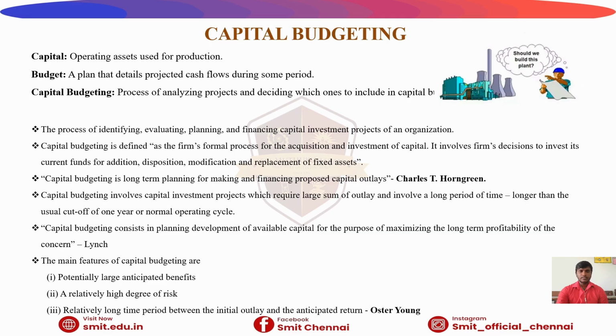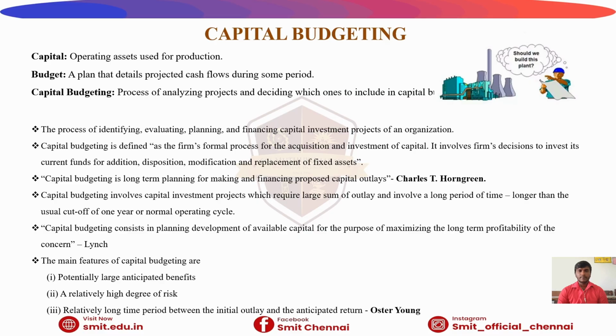Then capital budget. Now let's build on this. Capital refers to the operating assets used in production, like machinery, buildings, and equipment. A budget is a plan of cash flows. So capital budgeting is the process of analyzing potential major investments or projects and deciding which ones to include in the company's capital budget. Let's look at some definitions from experts.